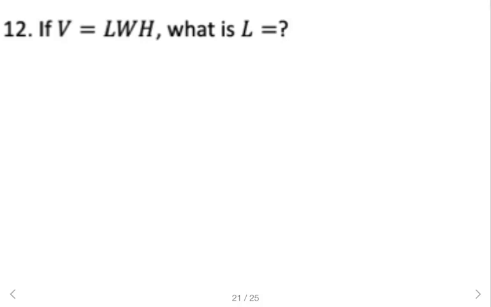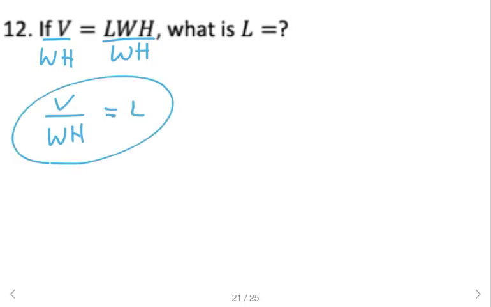This time we want to solve this. It's called a literal equation anytime we have more than one variable. We want to solve for L. So we're going to divide by WH on each side. So volume divided by WH equals L. We have L by itself. We're done. Sometimes you'll see the L on the left side.